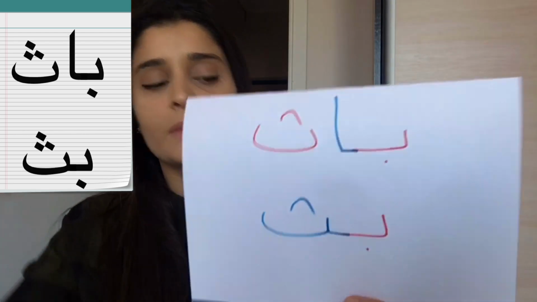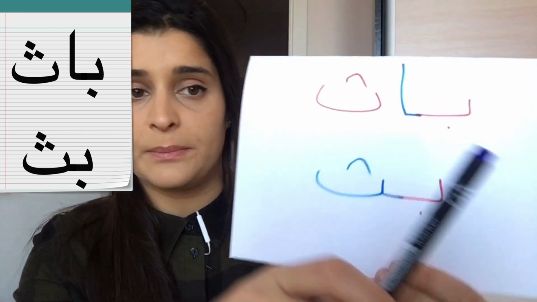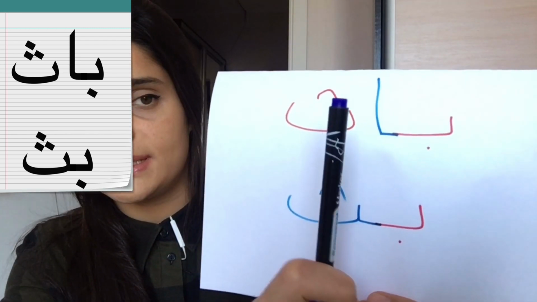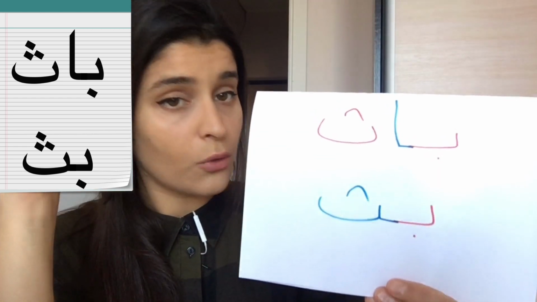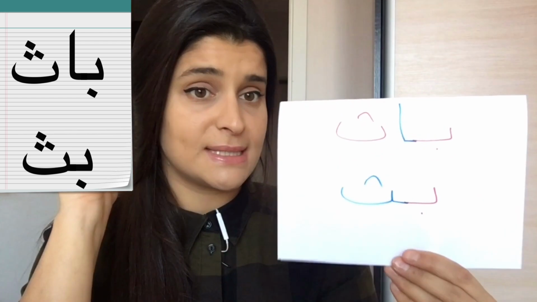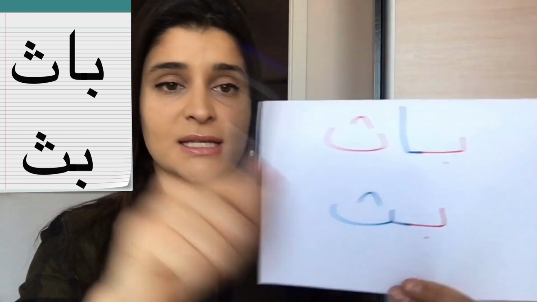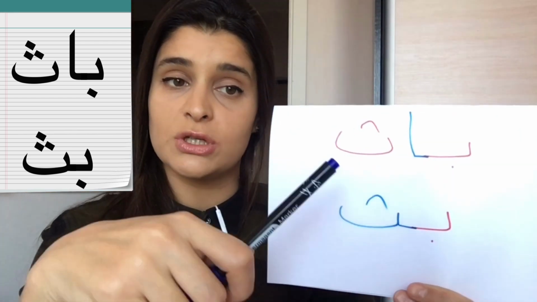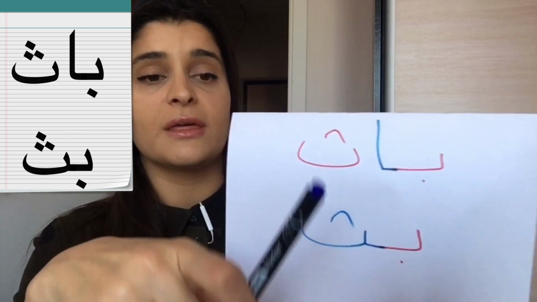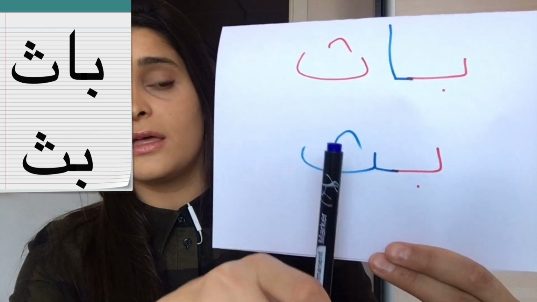And now let's see how we write letter tha in the end of the word. We have 2 examples. Ba, th. As you can see here, letter tha is alone because we have letter alif before it. Letter alif is an evil letter and it doesn't give its hand to the smaller letters. So letter tha here is alone. Ba, th. And here, ba, th.